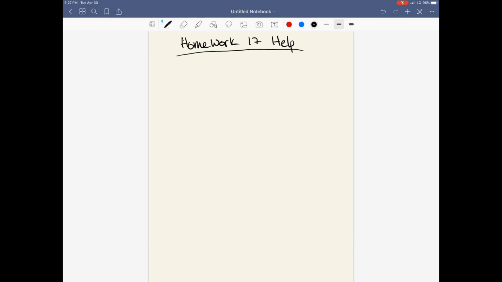Okay, so on homework 17, the first 4 questions are very similar. So I'm going to do number 4. Alright, so it says, determine whether (0, -3) is a solution of the system x minus 4y equals -5 and -4x plus 3y equals -1.